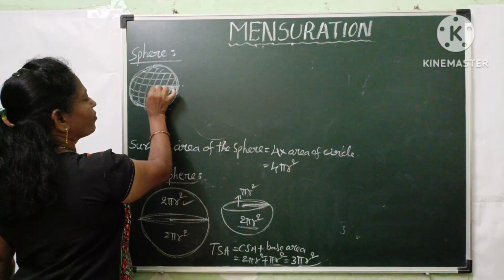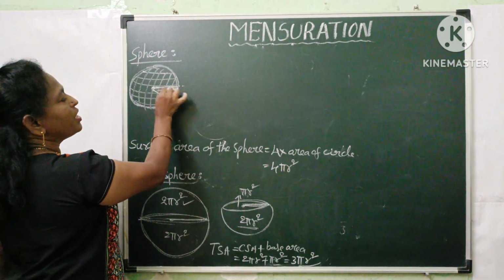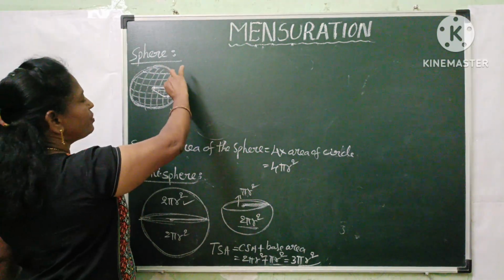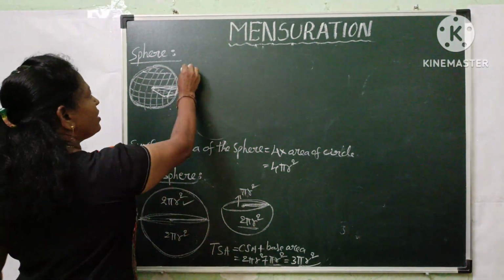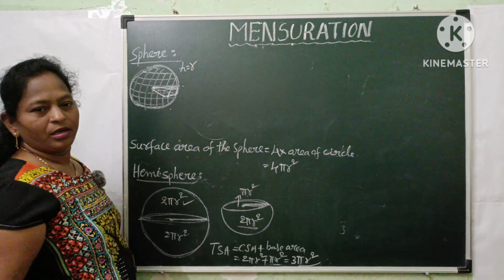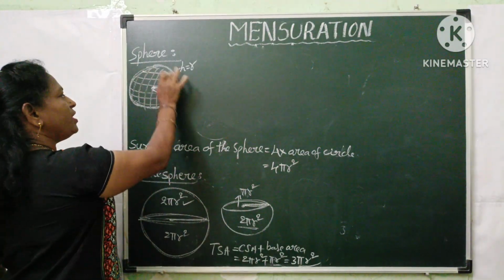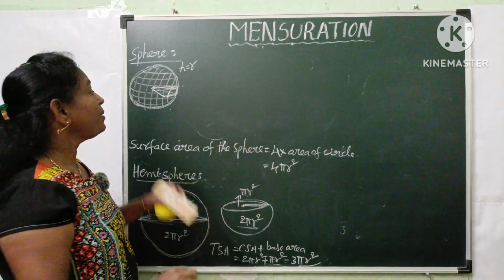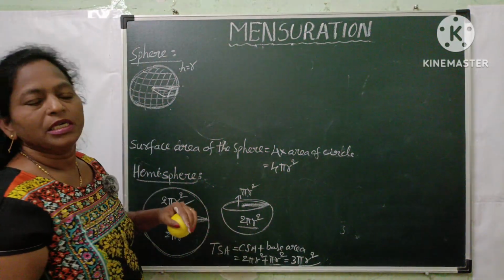This is the pyramid. We have to draw many pyramids. Here, the height of the pyramid is the radius of the sphere. Height equal to radius of the sphere. And we have to form many pyramids from the sphere.